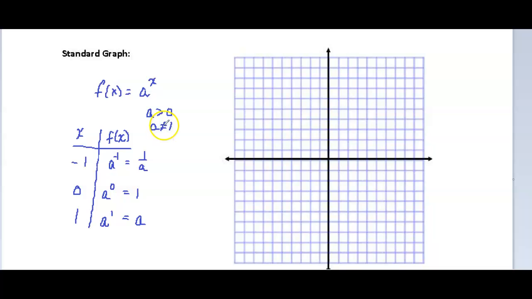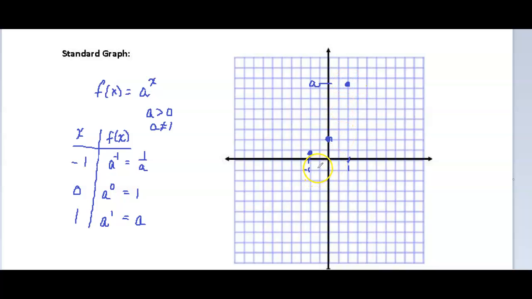Let's go ahead and plot what we have. Let's say this is -1, this is 1, and this is 1. When x is -1, we're at 1/a. That's some fraction. Let's just assume it's somewhere down below here. This is just for getting the idea of what the graph of f of x looks like. When x is 0, f of x is 1. And when x is 1, f of x is a, whatever a might be.